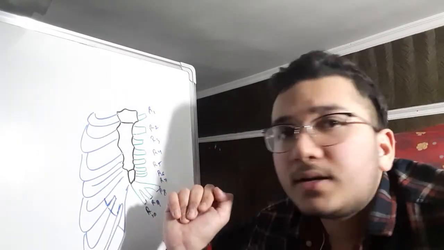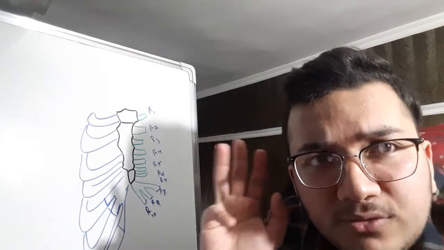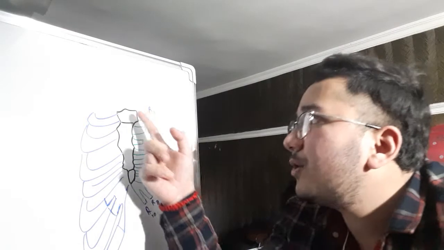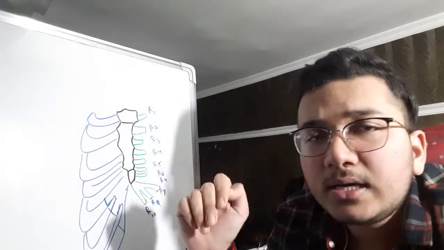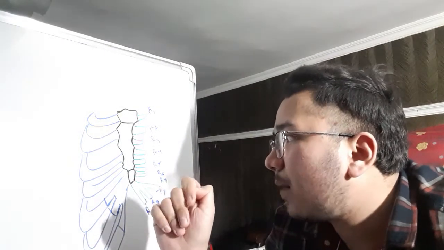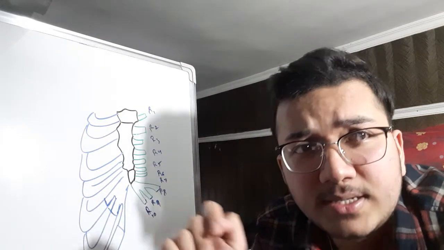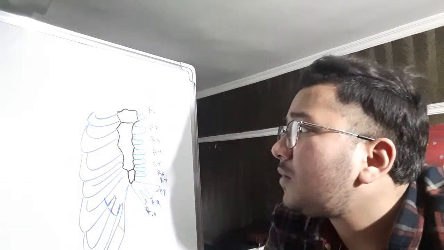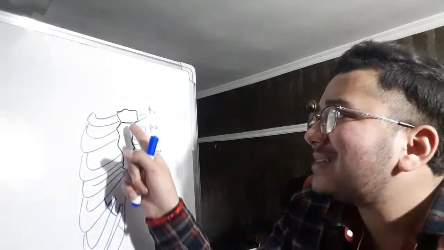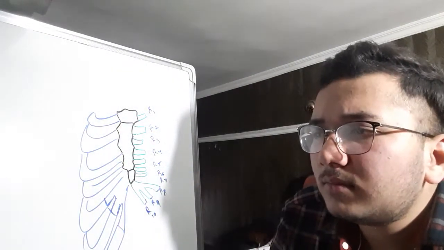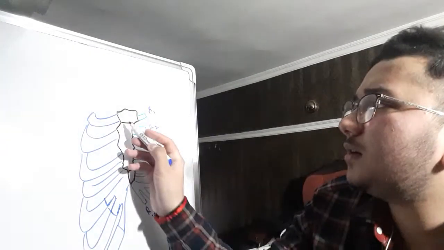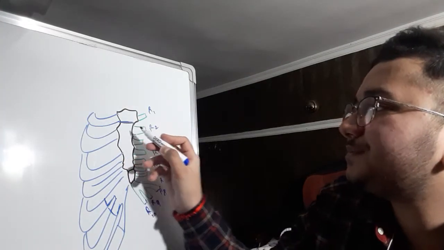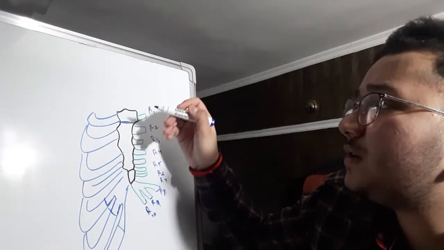When we talk about the sternum, it is made up of three main regions. This is the manubrium sterni. This is the body, the corpus sterni. This is the xiphoid process of our sternum. And this is the angle of Louis, which is on the level of T2.